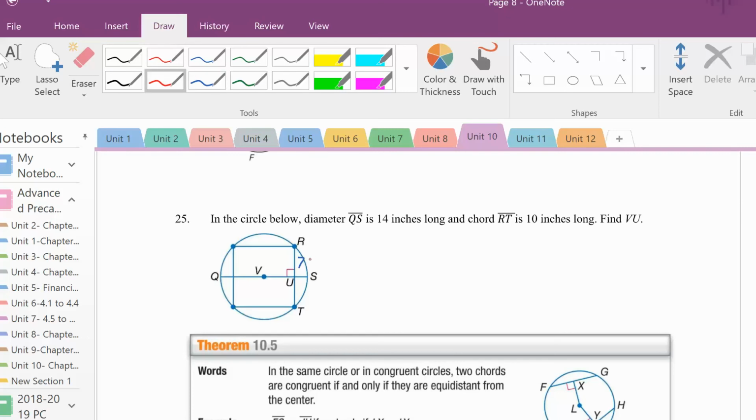You know that QS is 14 inches long, so that means any radius is 7. Sorry, so this is 5 and 5, not 7 and 7, because RT is 10 inches long, so it's 5 and 5. So we want to find what x is, VU. So you can do the Pythagorean theorem, x squared plus 5 squared equals 7 squared. And then we'll solve for VU.